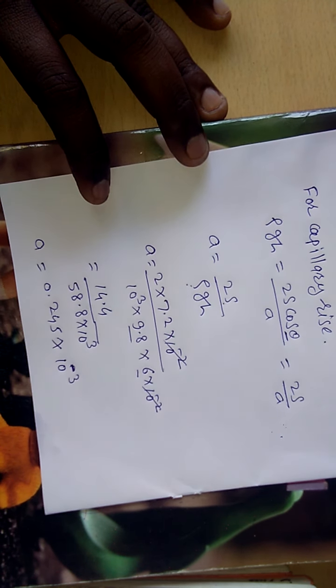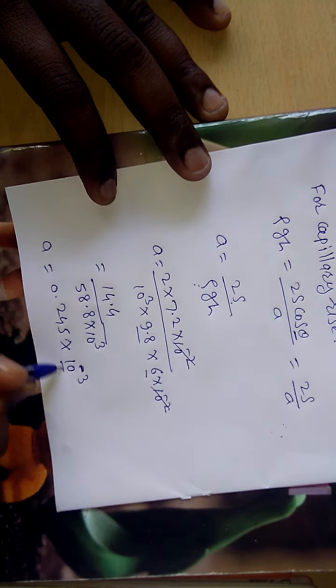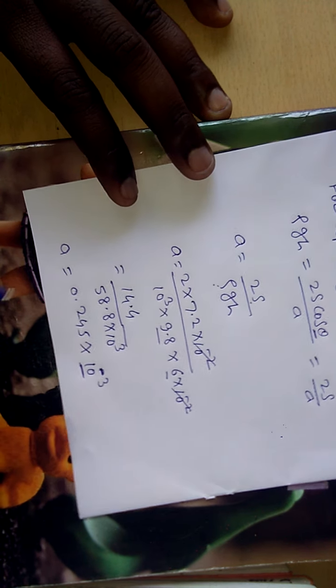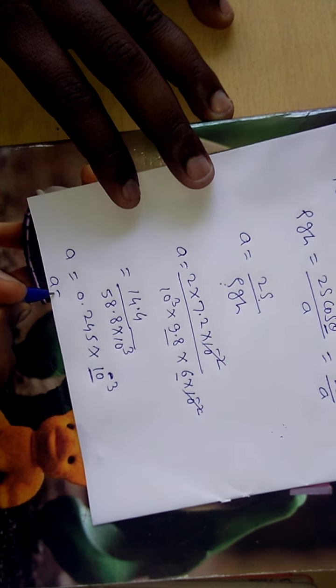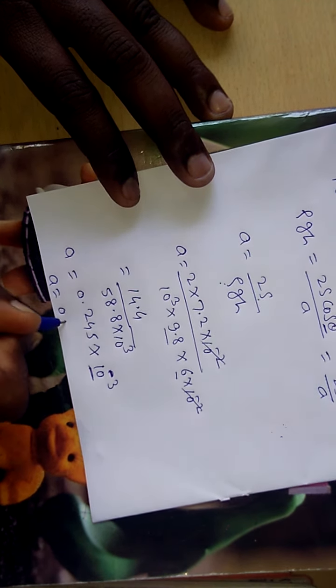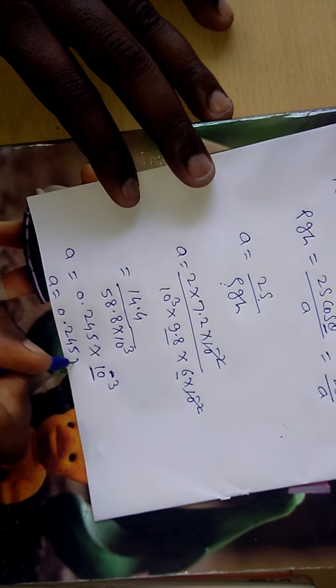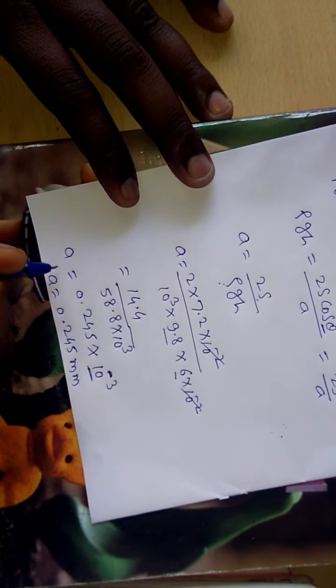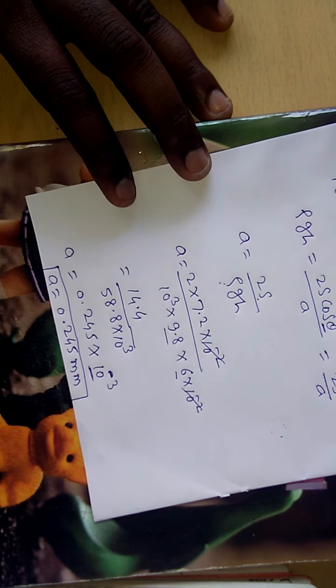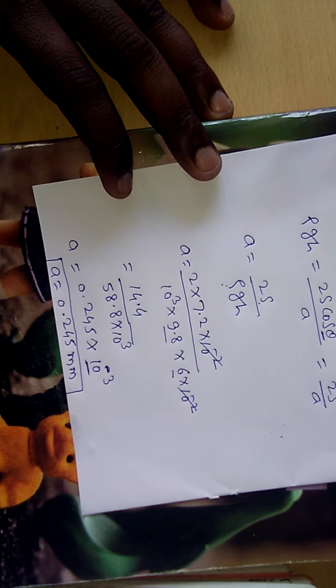Now this is the radius of a capillary tube. Then 10 to the power of minus 3 is nothing but millimeter. Therefore A is equal to 0.245 millimeter. Now this is the radius of a capillary tube.